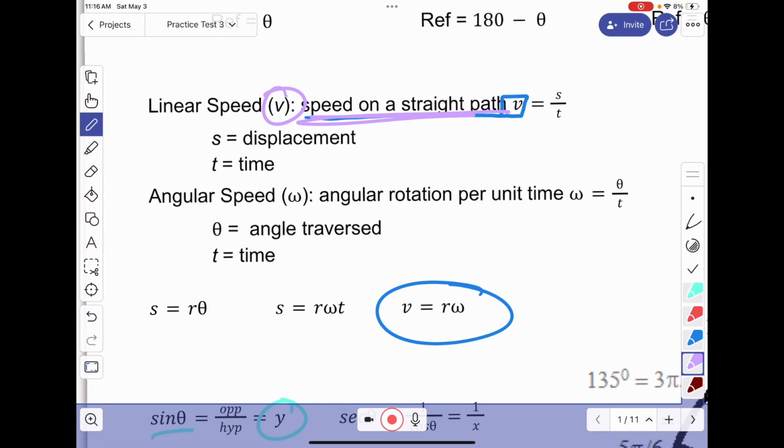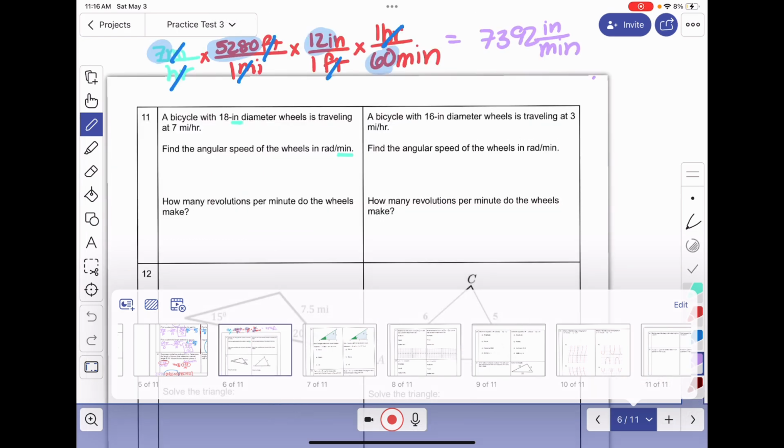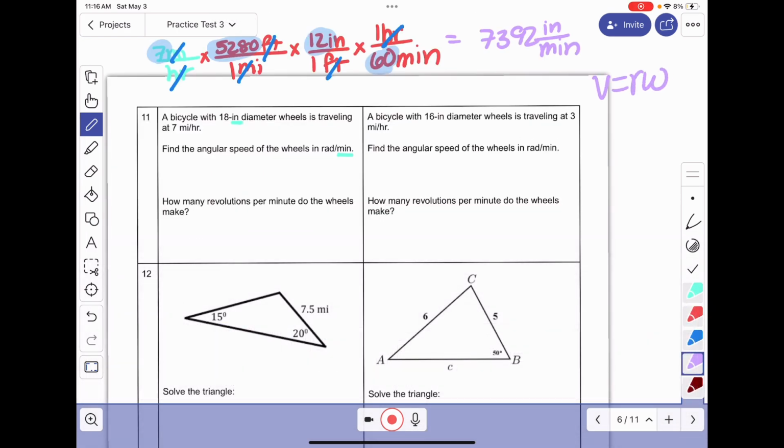Angular speed is what they're asking for. And all I know is the diameter, which also tells me the radius, and the speed. So the only equation down here that's going to help me is V equals RW. So let's go back here. V equals RW. If I'm solving for W, I need to divide both sides by R. So V over R equals W, which is the angular speed.